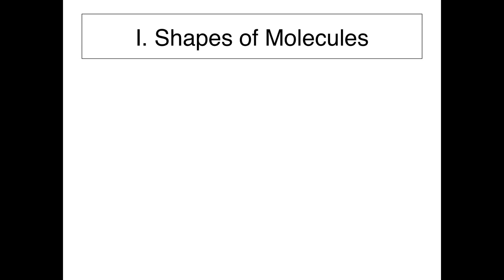One of the main goals in today's lecture is to determine the shape of molecules. The shape of a molecule is very important in dictating a lot of its properties. This in part can explain something like why water, H2O, is a liquid at room temperature, while carbon dioxide, CO2, is a gas at room temperature.